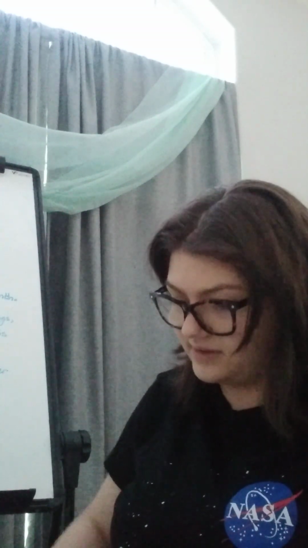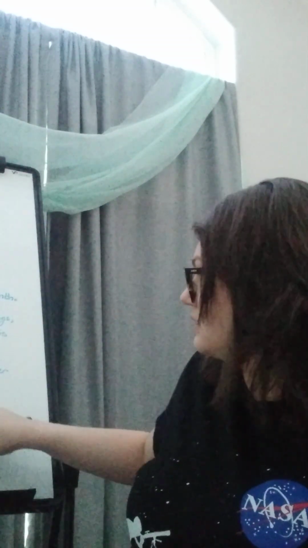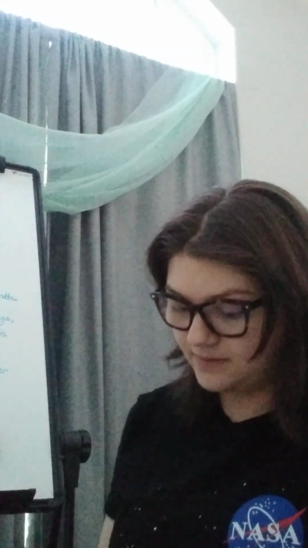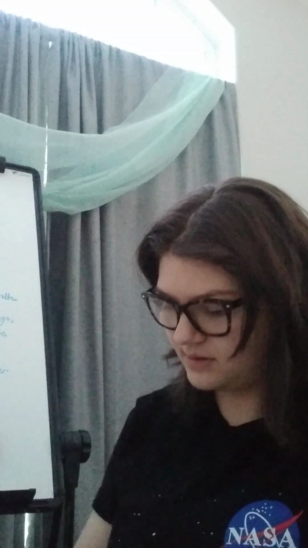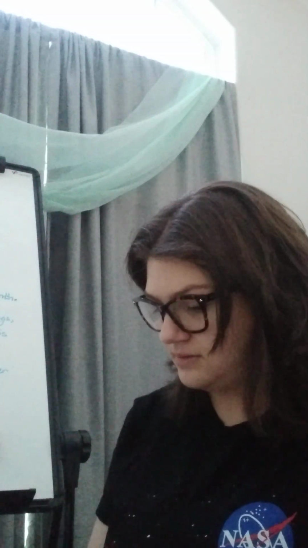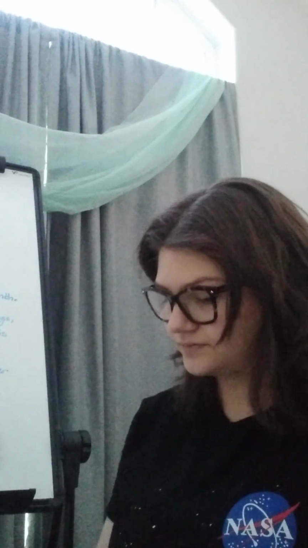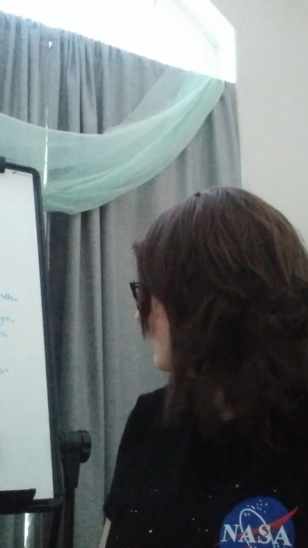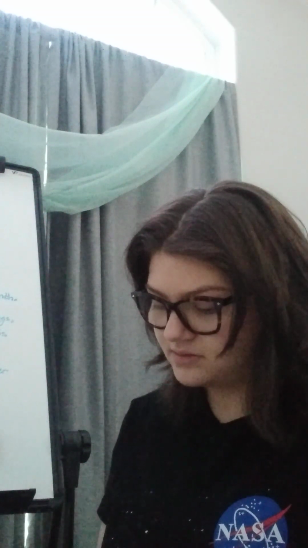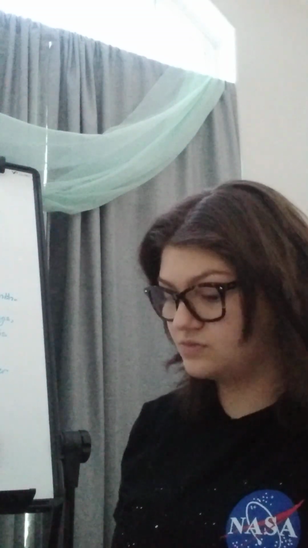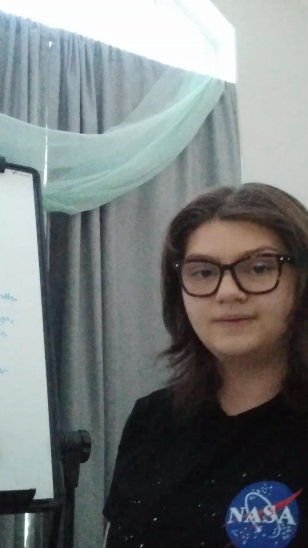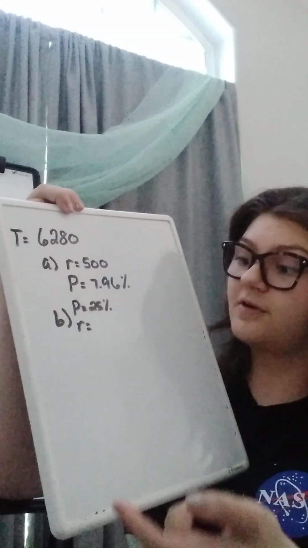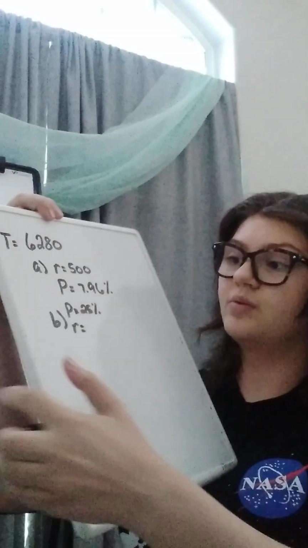And then last but not least, it says if she wants to save 25% of her income, how much is she saving? So let's think of B here. So for B, our uppercase P is 25%, and lowercase r, that's what we want to find.